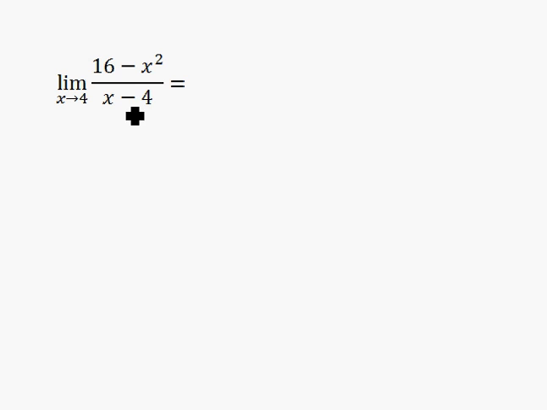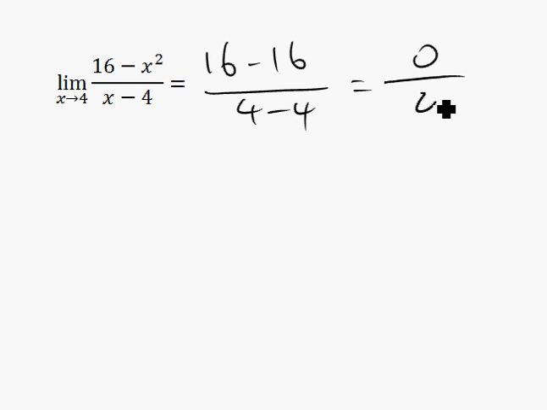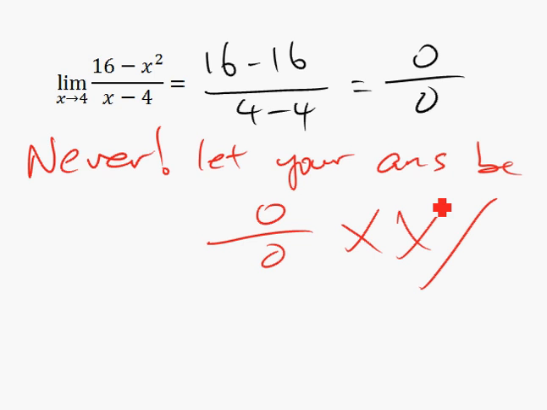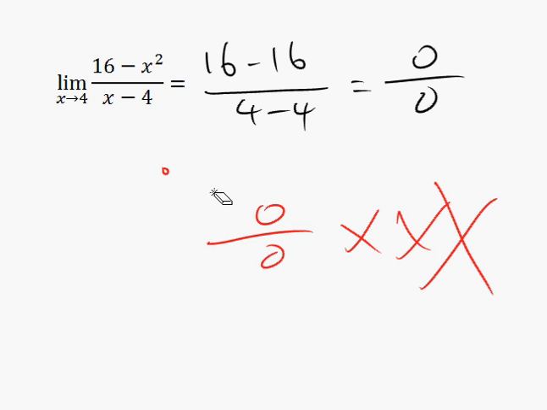If I substitute x equals 4 into the equation, what you will get is 16 minus 16. 4 squared is 16, right? And then you get 4 minus 4, and what you end up with is 0 over 0. That's a problem. Remember that when you do limits, never, and I mean never, let your answer be 0 over 0, because this is wrong. So if your answer is 0 over 0, you have a problem. That's not the right answer. How should we solve this one then?